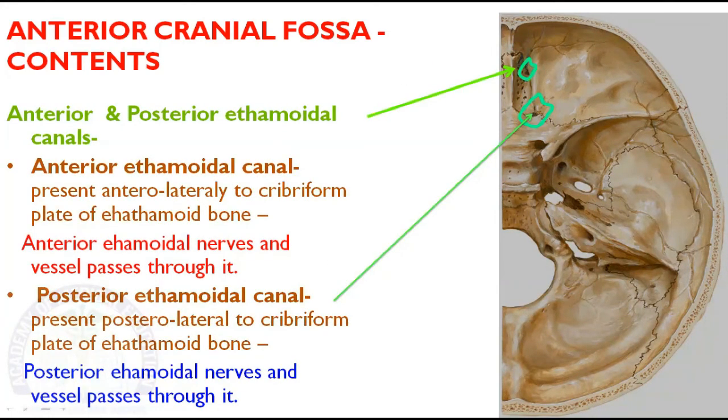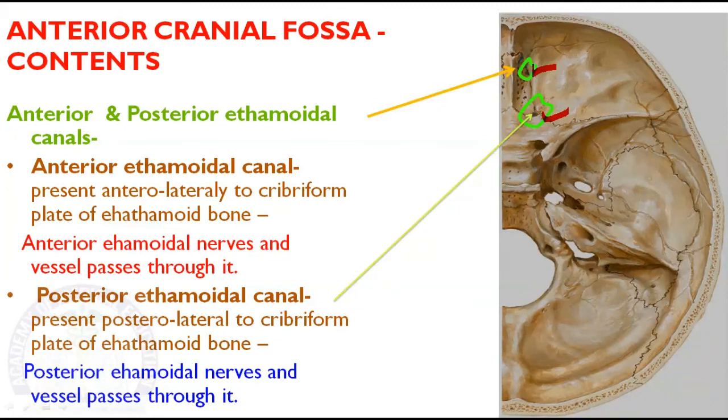So the next structures are the anterior and posterior ethmoidal canals. This is the anterior ethmoidal canal, and this is the posterior ethmoidal canal. The anterior ethmoidal canal is present anterolateral to the cribriform plate of the ethmoid bone. Anterolateral to that, there is a canal called the anterior ethmoidal canal, and it passes the anterior ethmoidal nerves and vessels.